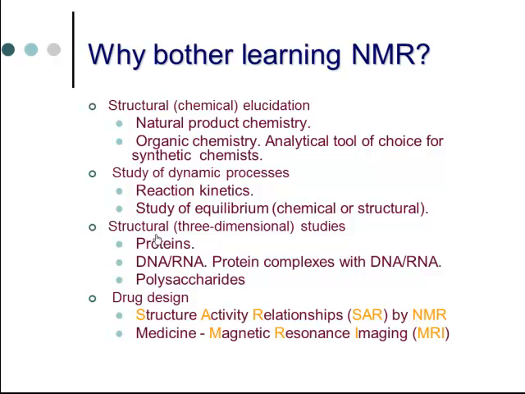A type of NMR called two-dimensional NMR is used for structural studies of proteins, DNA and RNA, and also of polysaccharides. So the spectroscopy finds a large amount of application in biological sciences, and apart from that it is also useful in drug design, and magnetic resonance imaging, which is popularly known as MRI, is also an offshoot of NMR.